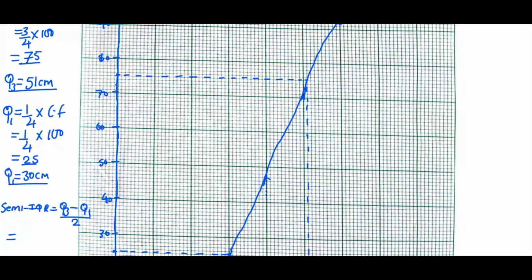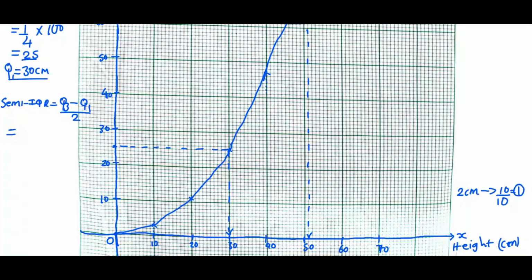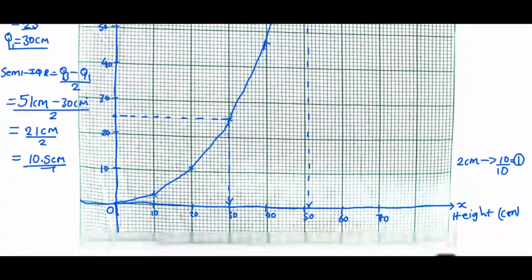Then let's find our final answer. Quartile 3 is 51 centimeters minus 30 centimeters, over 2. 51 minus 30 will give us 21 centimeters over 2. 21 divided by 2 will give us 10.5 centimeters. So this is our semi-interquartile range.